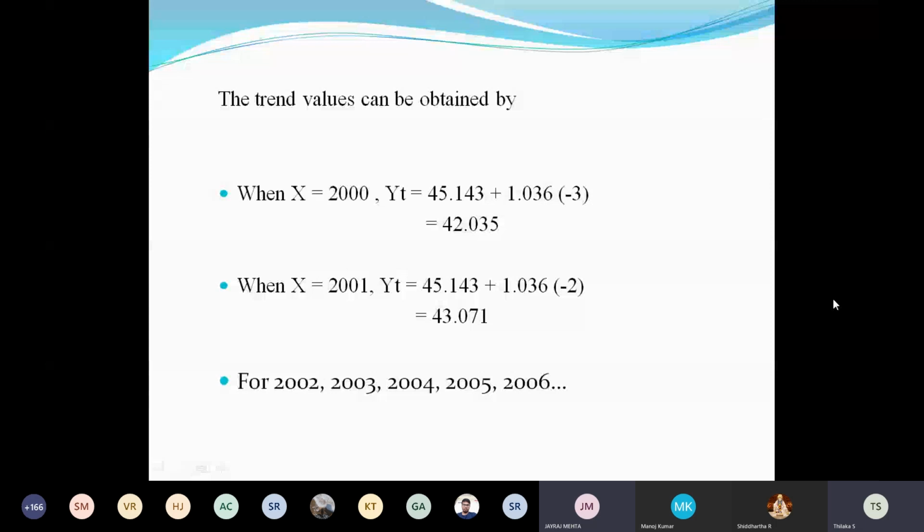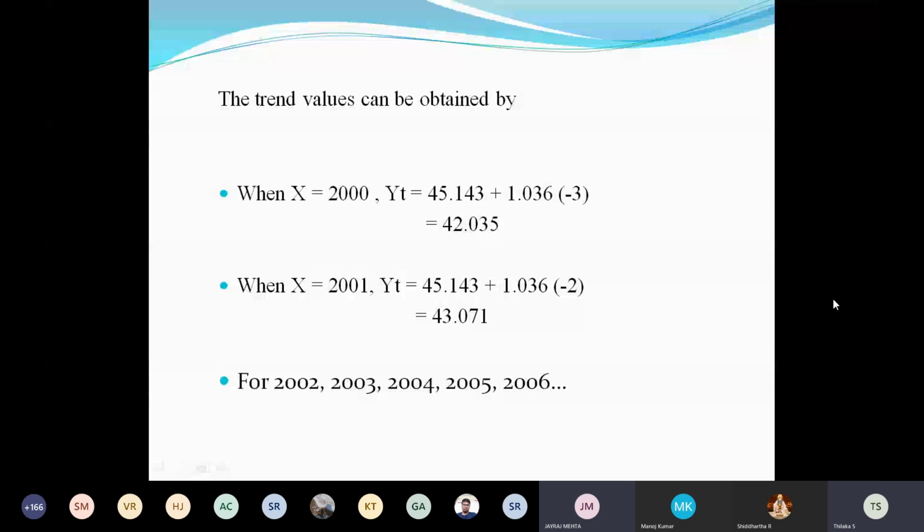Likewise, for the year 2001, that is YT, T refers to the time period, the trend value is 43.071. Can you calculate the values for the year 2002, guys?